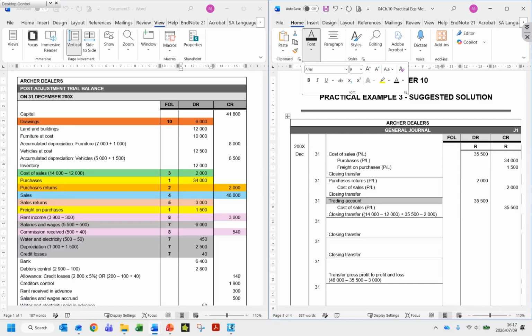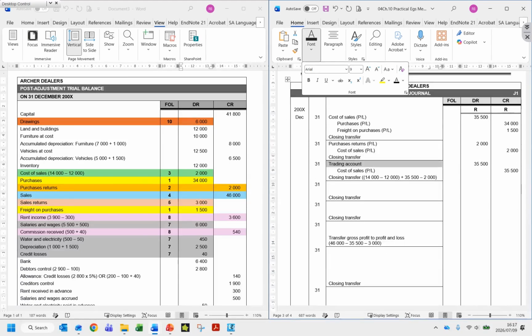Just take note that trading account does not have a financial statement indicator because this is a general ledger account that does not appear in any financial statement. It is a temporary account that we use to calculate the gross profit and it is then closed off. In other words, there is no more balance in the account and we take whatever balance there was to the profit or loss account. We now have all the cost of sales items in the trading account.